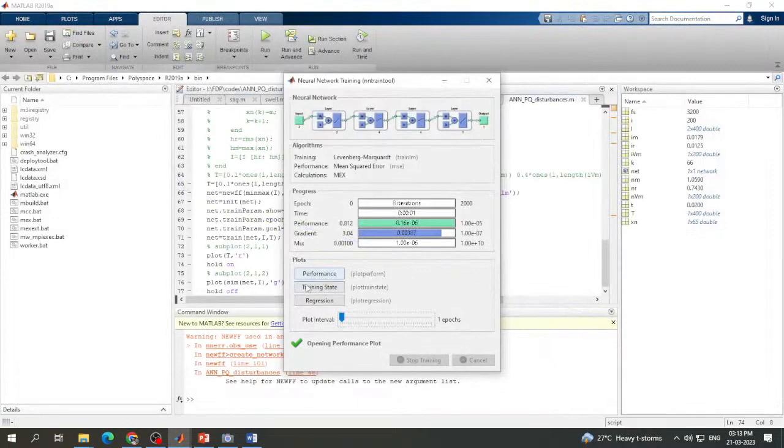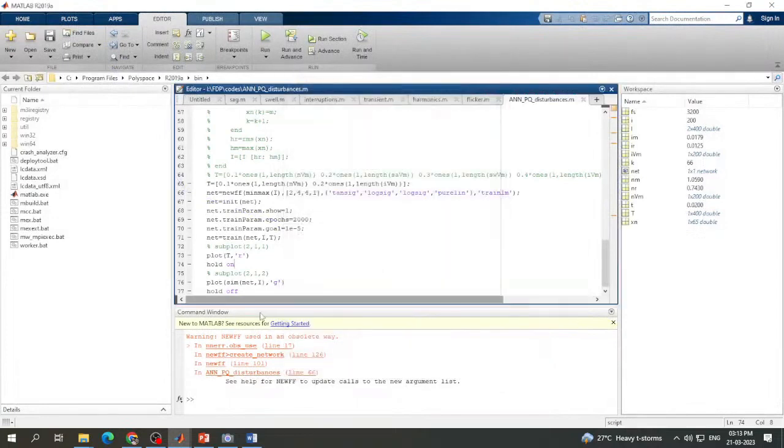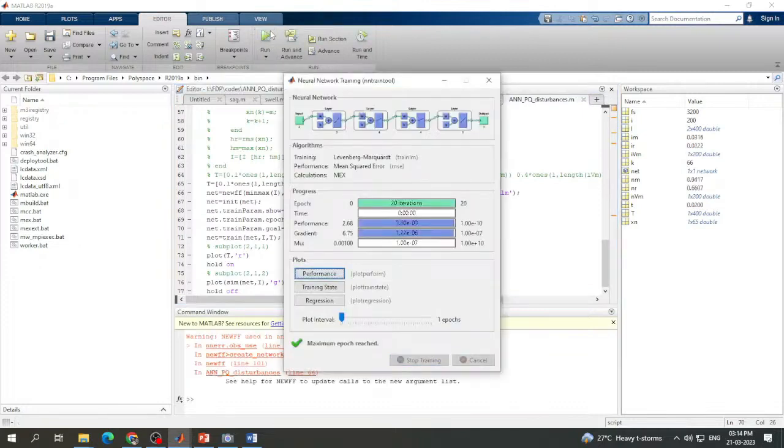Now the opposite one I am also showing you, what is happening if I am reducing it from 2000 to 20, and here I am putting an error level of 10 power minus 10. Now see, it has reached its maximum epoch, for that reason it stopped. Previously it reached its maximum error limit, for that reason it stopped.